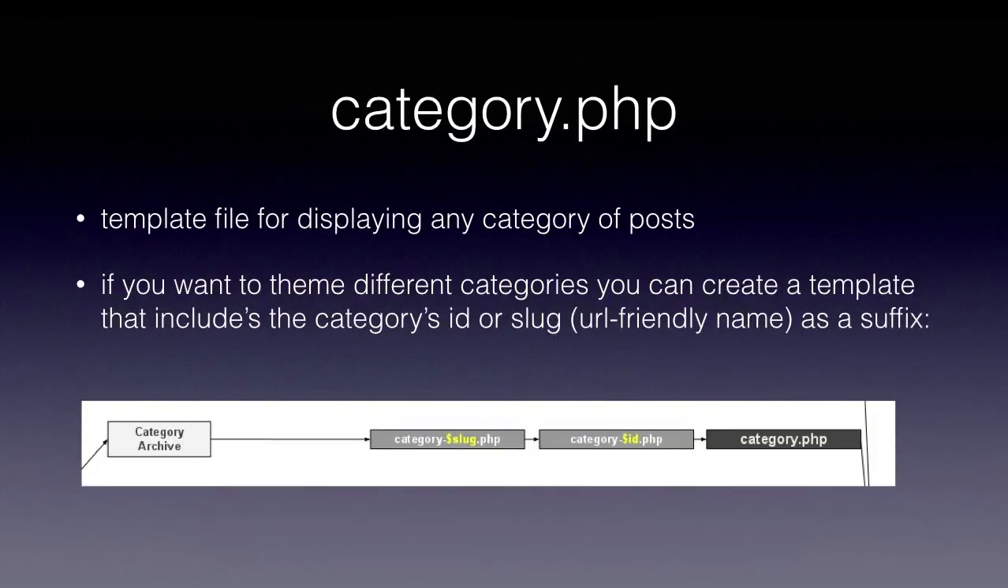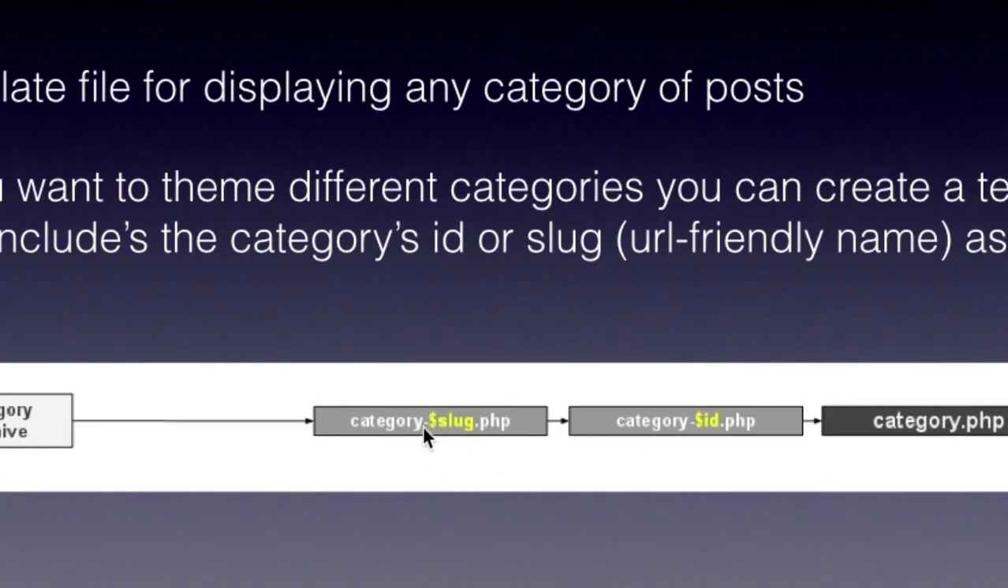And we can then use category or tag templates as a way of styling that view a particular way. So category.php is a template file for displaying any category of posts. If we just have a category.php, then it doesn't matter what category we're looking at, it will use this template to display them. But if we want to go more specific than that, as I said, have a specific template for a specific category, then we can add essentially a suffix to that name, so category hyphen and then something, and that suffix can either be what's called the slug.